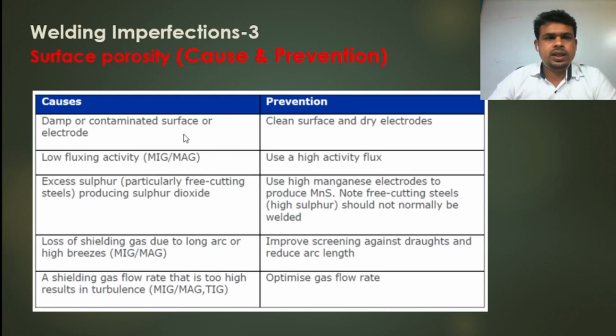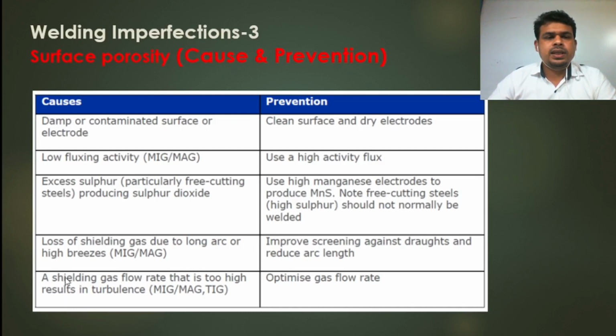I will just read and go through these, and you also read, and I hope you will understand. Damp or contaminated surface or electrode: use a clean surface and dry electrodes. Low fluxing activity: use a high activity flux. Excess sulfur, particularly in free cutting steel, producing sulfur oxide: prevention is to use a high manganese electrode. Note that free cutting steel with high sulfur should not normally be welded.